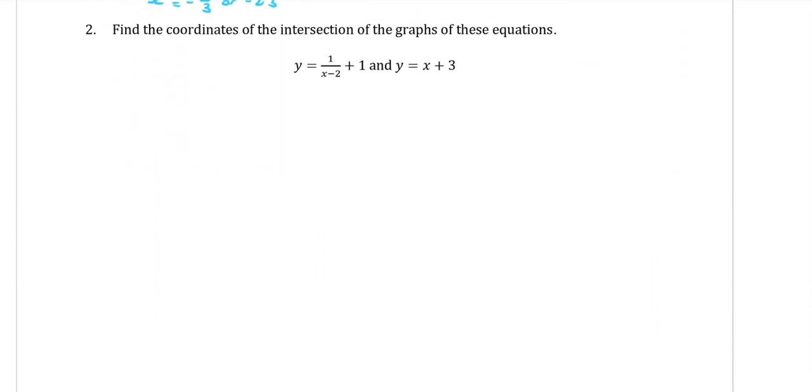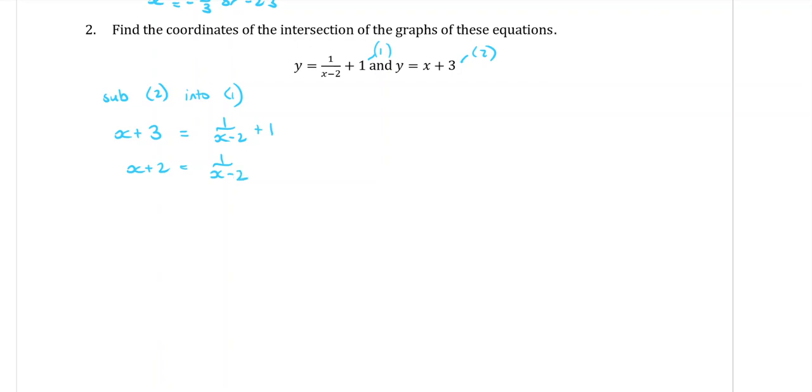Question 2. Find the coordinates of the intersection of the graphs of these equations. So that means simultaneous equations. We're going to have equation 1 and equation 2. So we're going to sub equation 2 into equation 1. Subbing in, we're going to have x plus 3 equals 1 over x minus 2 plus 1. Then we're going to subtract the 1 from this side across. That will be x plus 2 equals 1 over x minus 2.